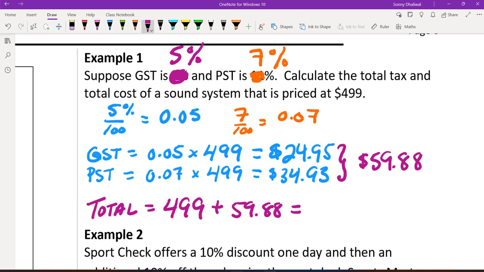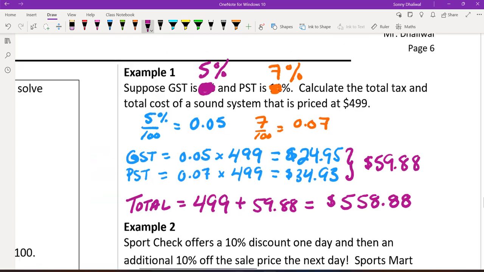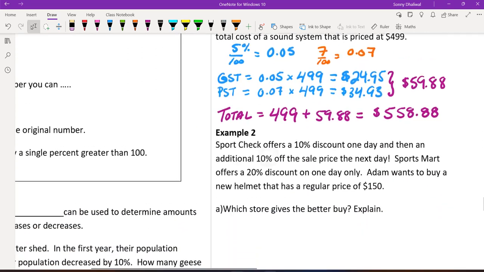Adam? 558 and 88. Yeah. So 558 and 88 cents. All right. So that's how much we pay if you were to go buy a sound system, right? And for most guys, usually when they become teenagers, you get a car, then you start getting stereo systems. It's not cheap. It adds up.